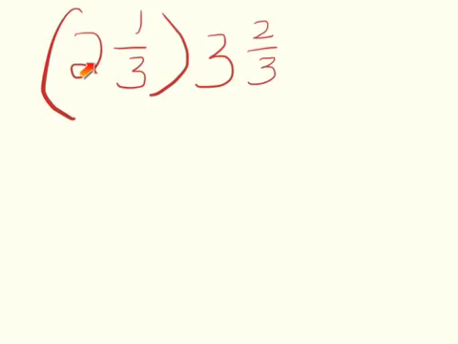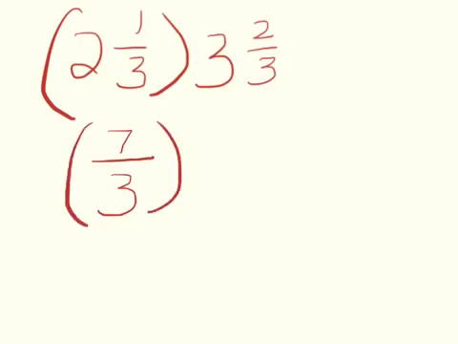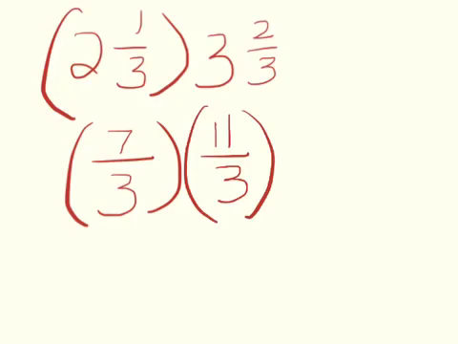3 times 2 is 6, plus 1 is 7. Denominator stays the same. Times 3 times 3 is 9, plus 2 is 11. Denominator stays the same. I look for opportunities to cross-cancel. 3 and 7, can't divide anything into those except 1. 3 and 11, can't divide anything into those except for 1, so I'm going to go ahead and just multiply.